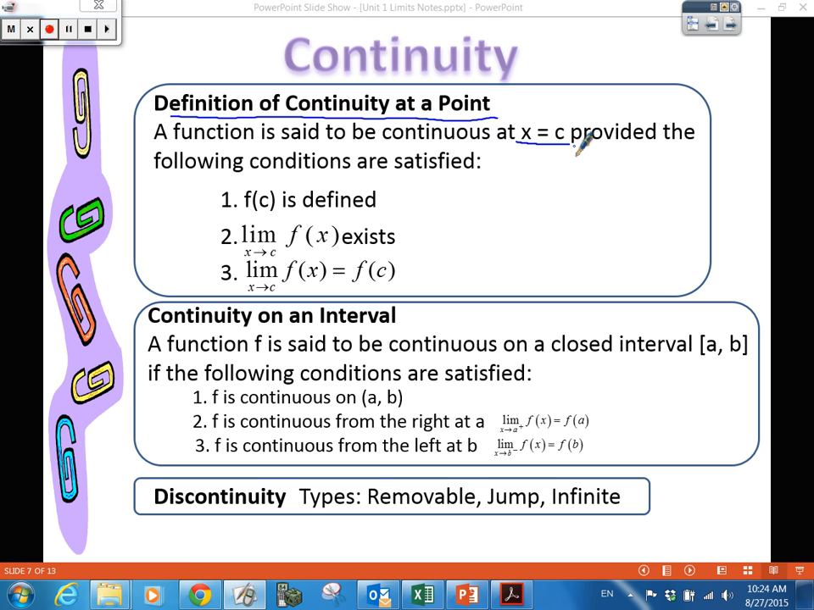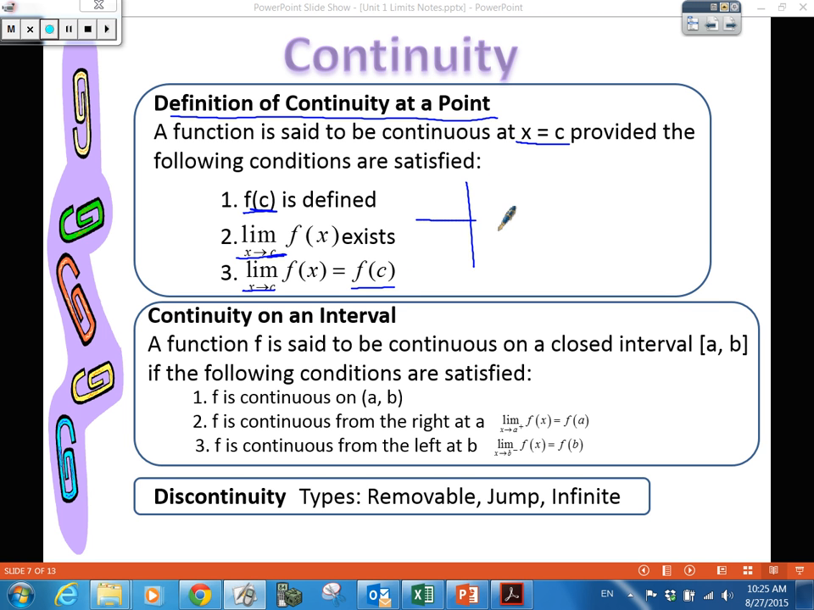So the first item is that f of c, the function value, must be defined. There must be a function value at c. The second criteria is that the limit at c must exist. And the third criteria is that the limit at c must equal the function value at c. Okay, so let's talk about how that works.